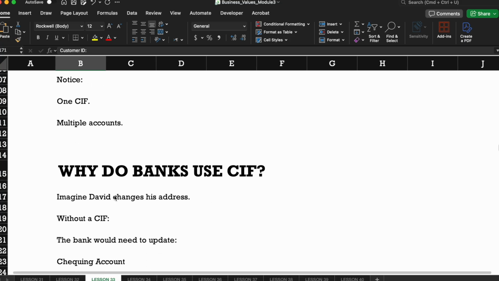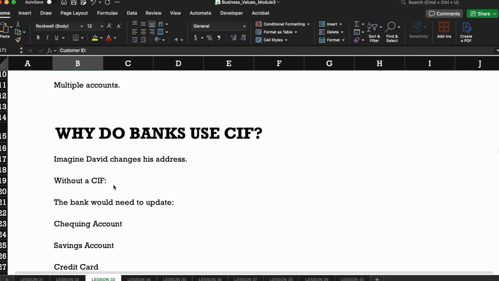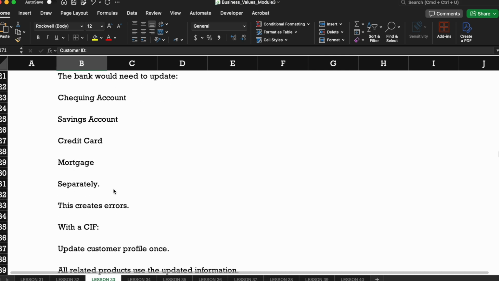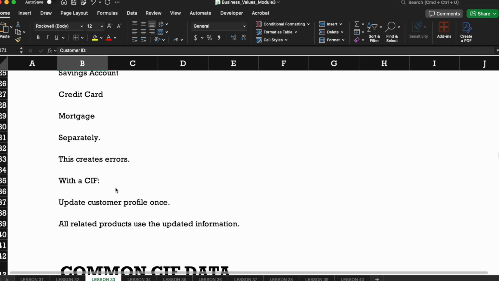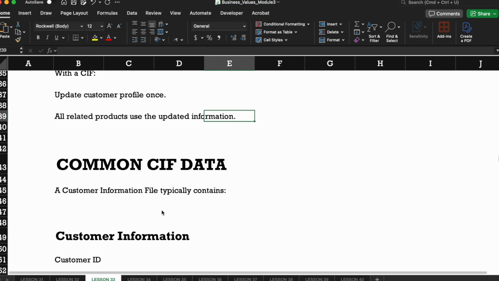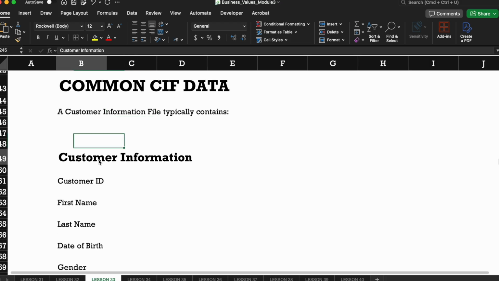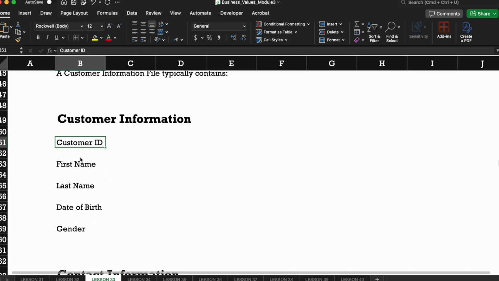So why do banks use CIF? Imagine David changes his address without a CIF. The bank would need to update the checking account, savings account, credit card, and mortgage separately, right? So this creates errors. With a CIF, you update the customer profile once. All related products use the updated information, right? One to many relationship.